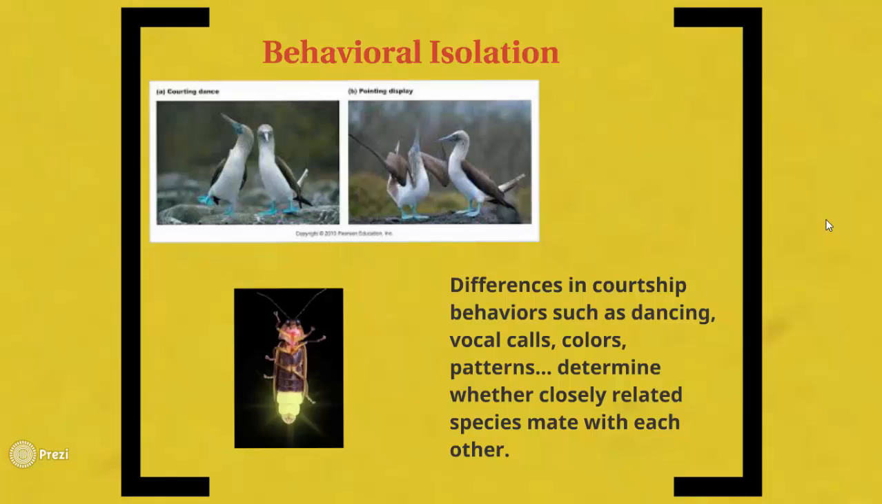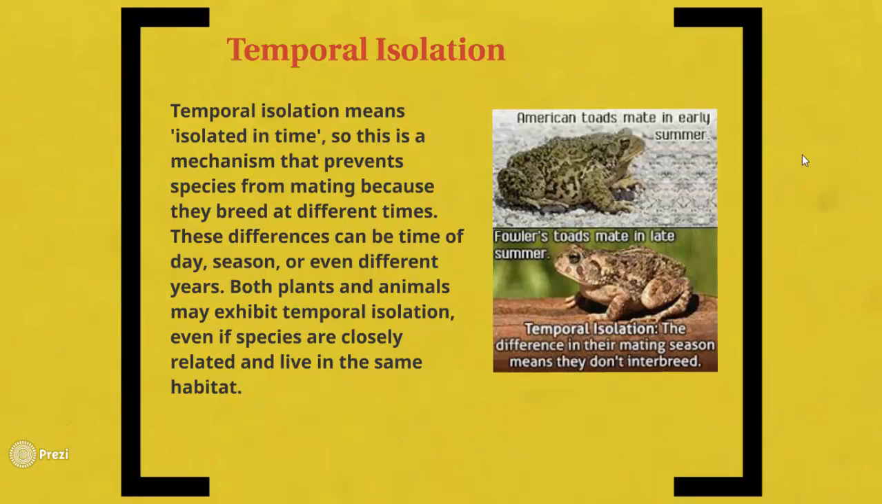Then we have behavioral isolation. So when it comes to courtship and mating, we have these birds. They actually have a really great mating ritual. If you want to see the video, remind me, I'll show you the video of it. Differences in courtship behavior such as dancing, vocal calls, colors, and patterns determine whether closely related species mate with each other. That's a light bug. It's fun to catch them in the summer.